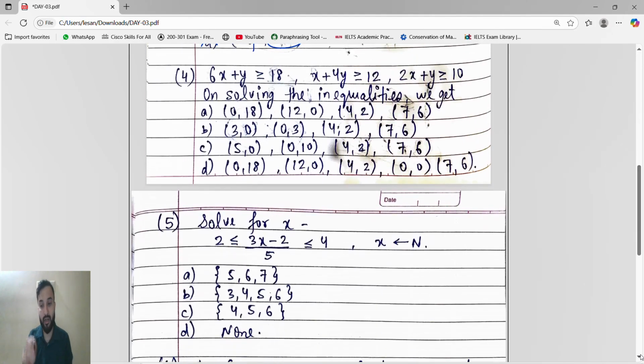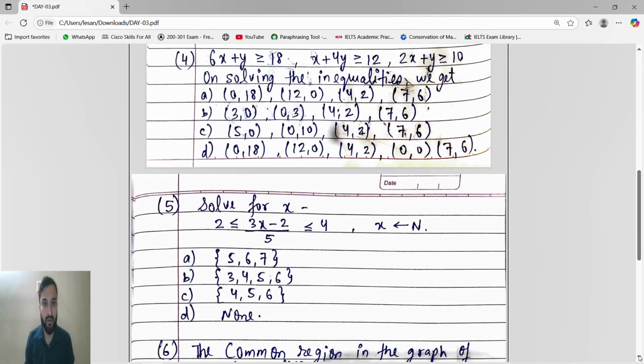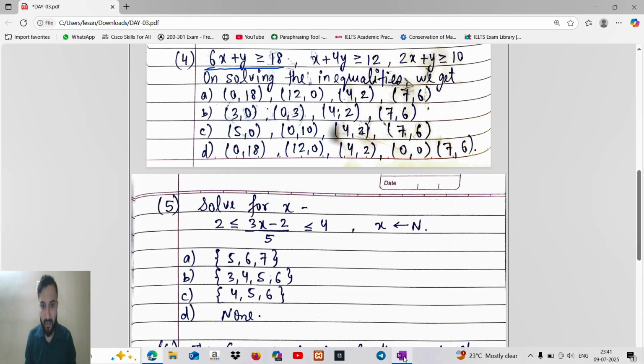Just substitute, forget about what I have said. Now the given equation is 6x plus y is greater than or equal to 18. On solving the inequalities, what will we get? Guys, I will tell you a very simple thing. Just take the first equation.